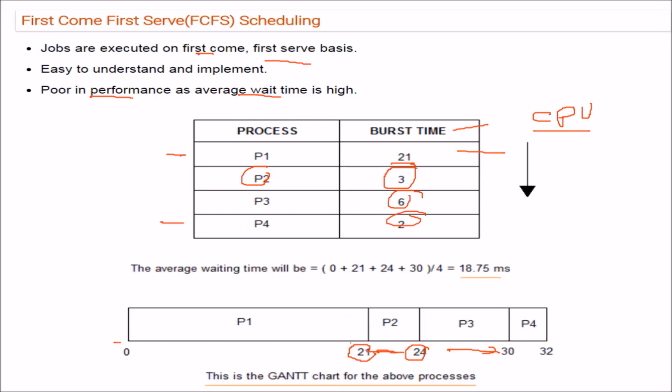So what will be the waiting time? P1 has to wait 0. P2 has to wait 21 cycles. P3 has to wait from here to here, so it will be 24. And P4 has to wait from 0 to 30, so that is 30. If we add all these and divide by 4, it will be 18.75 milliseconds, right?